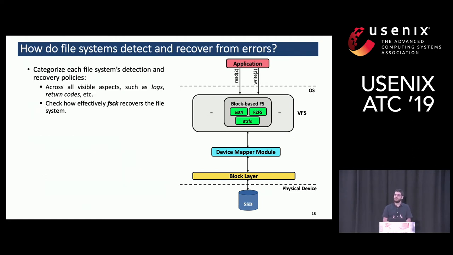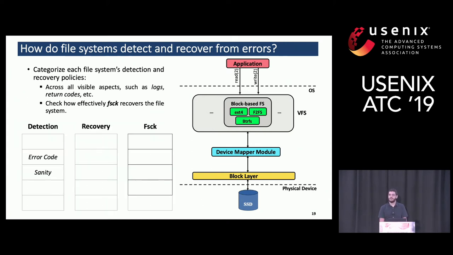So for each individual test case, we categorize the file system's detection and recovery policies by using all visible aspects, such as logs and return codes, and also by comparing disk images. At the end of each test case, we also invoke the file system checker and observe if it was able to actually recover the file system.